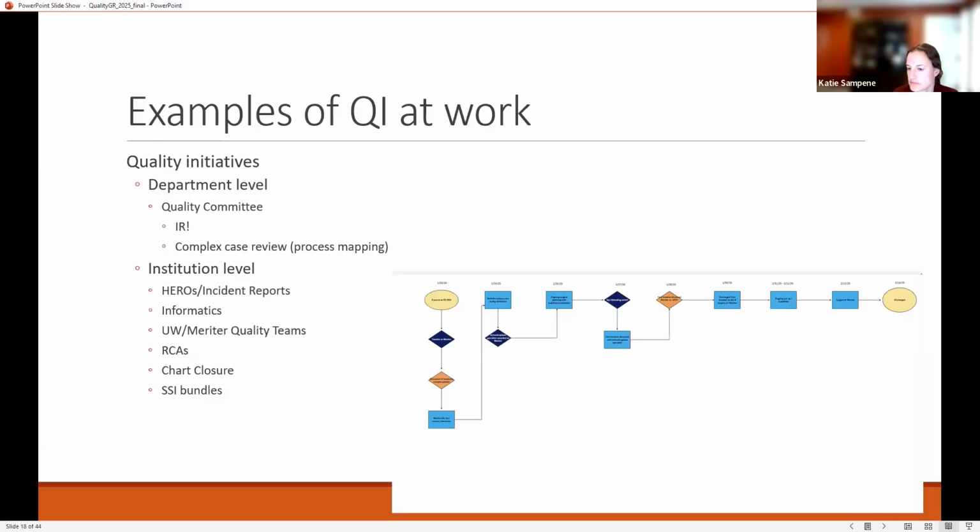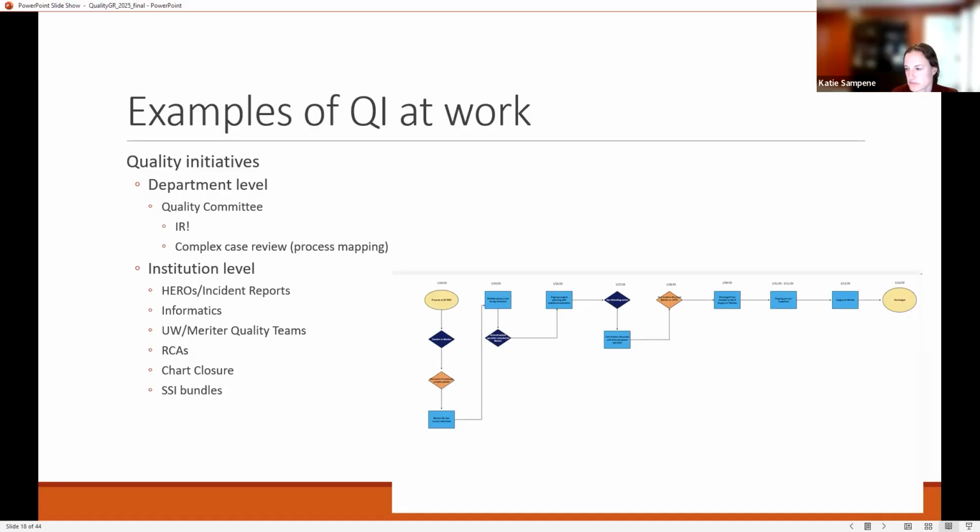Chart closure is an institution level example that we'll look at. I think we have a slide about. This is an institution-led initiative for us to be closing our charts within 14 days in order to improve many of the things that Katie mentioned earlier. So efficiency, safety, right? It's important for us to all know what was done in a visit if you see a patient next. And money, so if we don't have our charts closed, we're not able to code and bill for that.